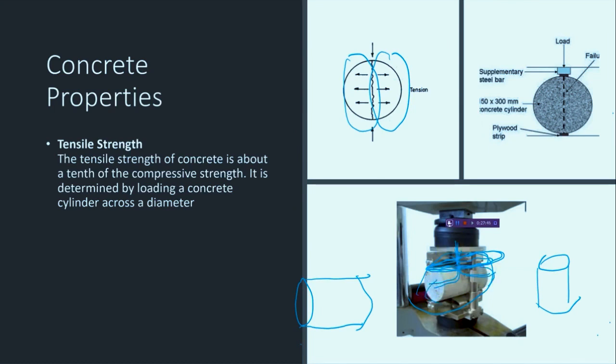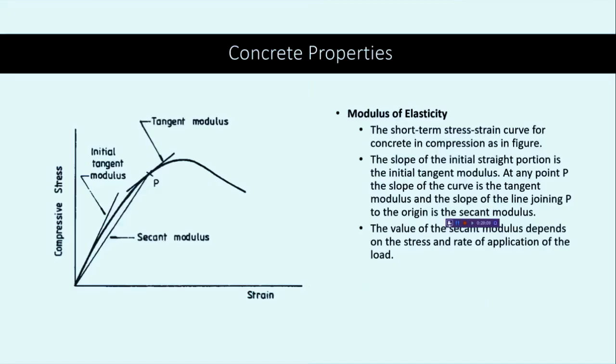So when in tension, when it reaches the breaking point, dia akan crack lah, pecah kat sini. This is on the tensile strength. Dia 1/10 daripada compressive strength. So we have a next property, which is the modulus of elasticity.